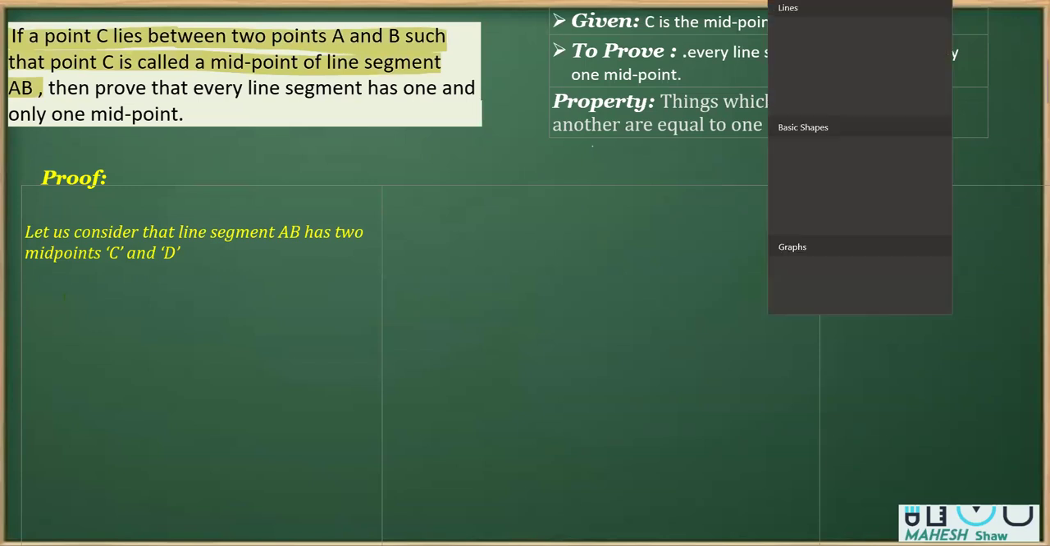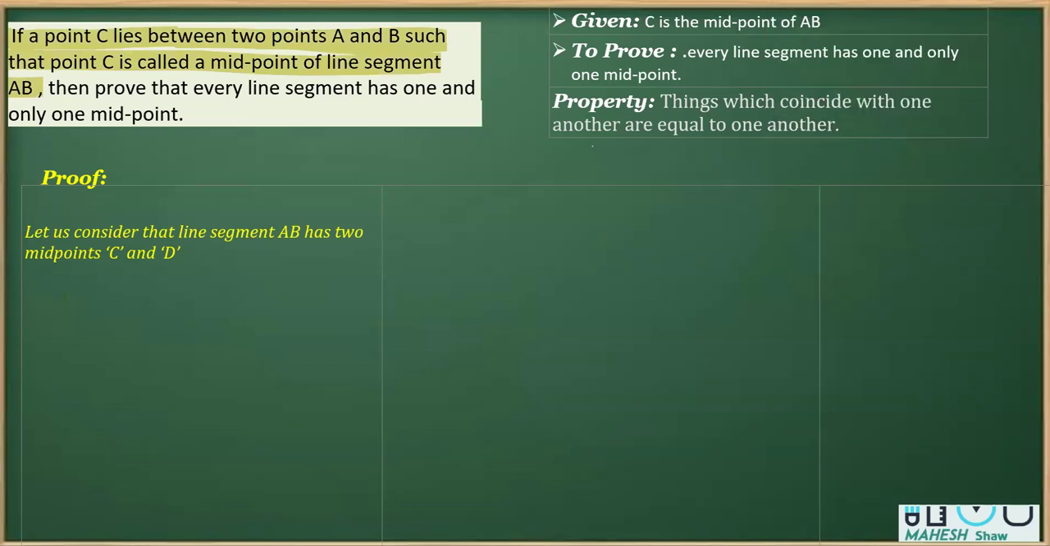So let's say I draw a line segment. I've drawn a line segment and I named it AB. Further, it's given that this point C is the midpoint of AB. And then what we need to prove is that there is one and only one midpoint between these 2 points. That means every line has one and only one midpoint.